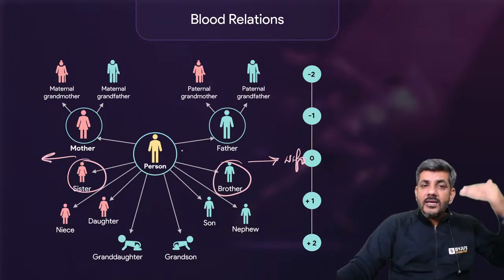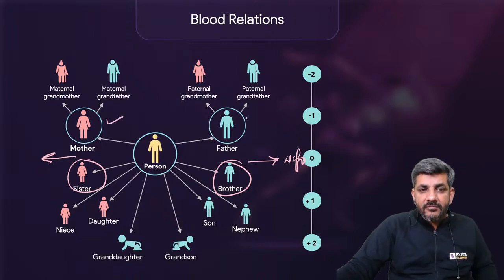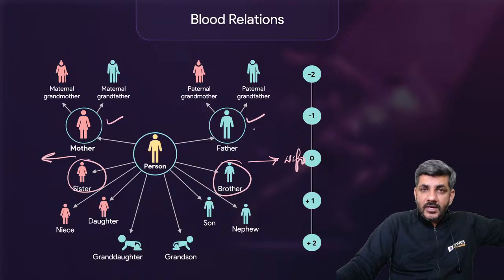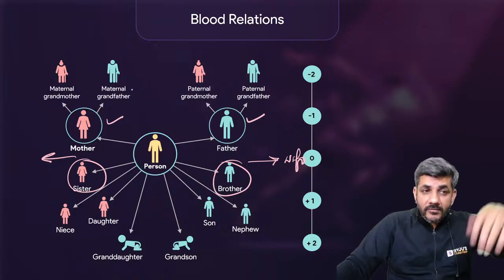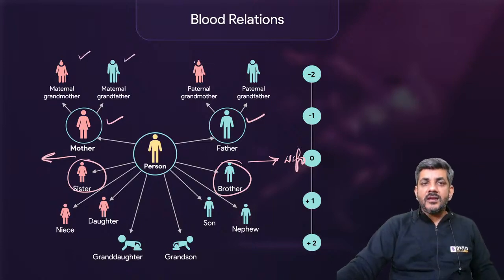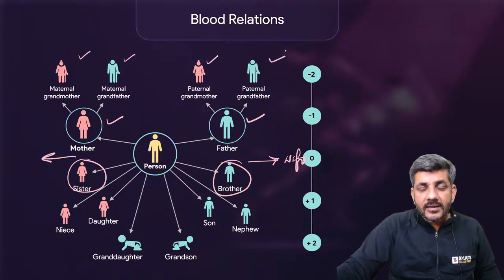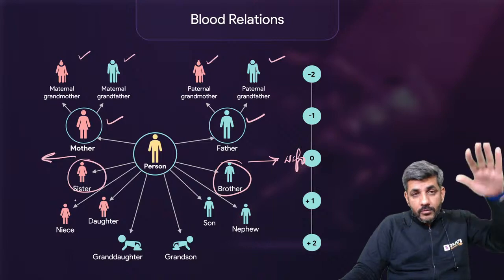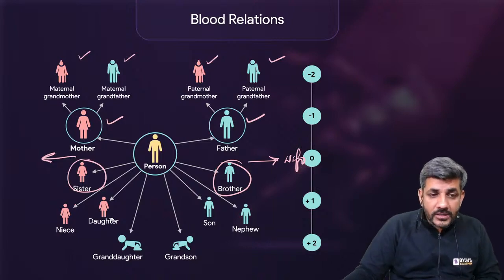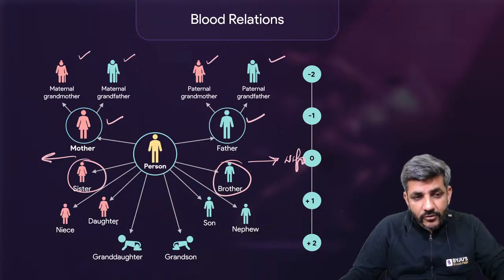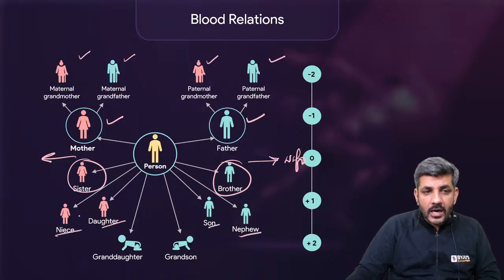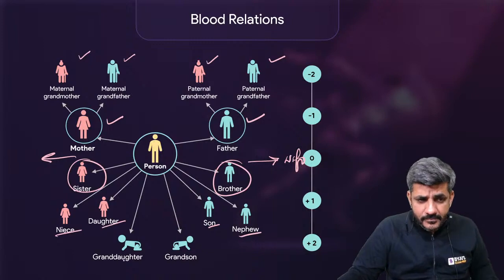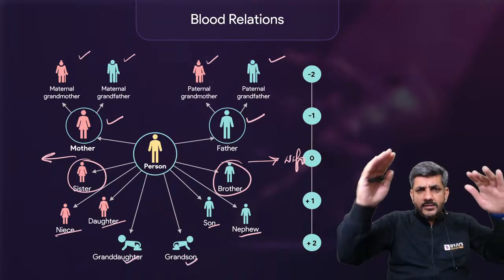When you go vertically above, you have mother, father, mother-in-law, father-in-law, they are in the generation above that. You go further above, you have maternal grandmother, maternal grandfather, paternal grandmother, paternal grandfather, they are on the uppermost layer. When you go below, you have your daughter, your son, nephew, niece, they all are in the generation below, and granddaughter, grandson, they would be further below.